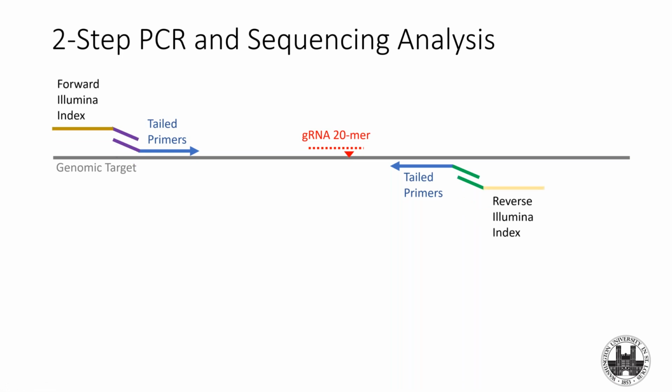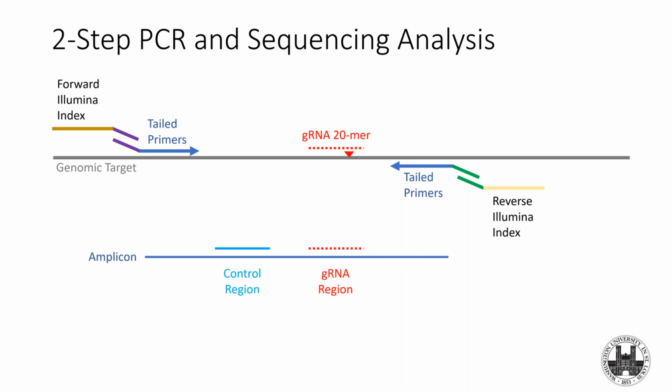The first step of PCR is where the regular primers come in, and then the second step is where we add the forward and reverse Illumina indexes. And so what we end up with is this amplicon, and after demultiplexing, we can just read this amplicon directly. The tailed primers and the indices are what let us build the library. So the library prep basically just happens as part of what we do in the lab.